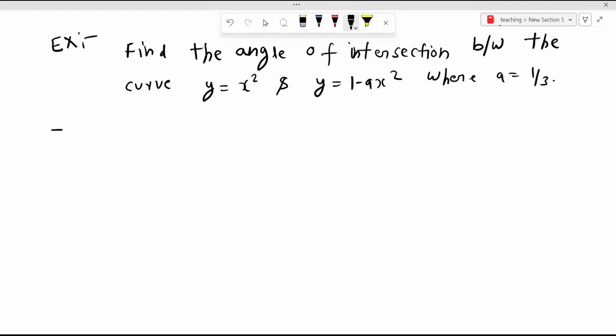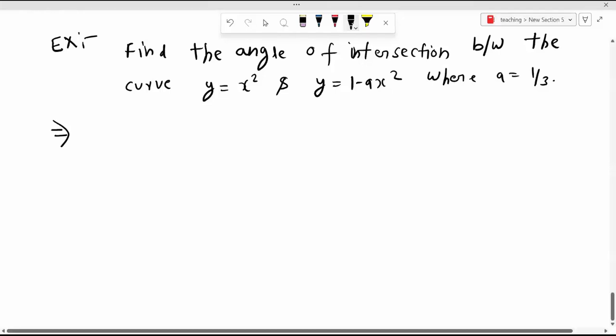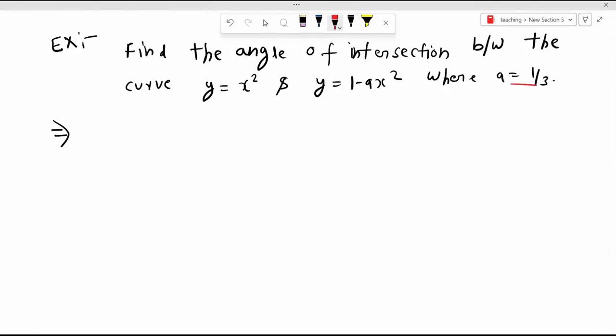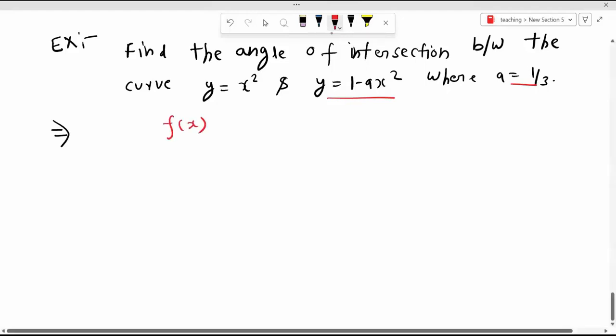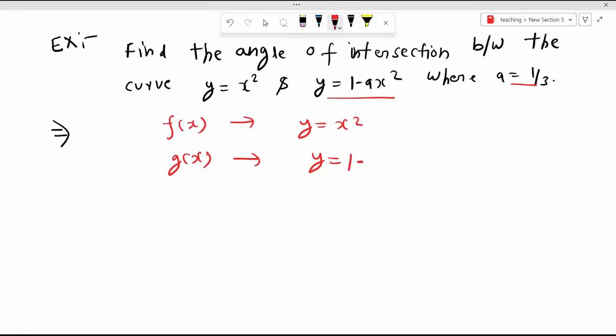Okay. So first we have to find the point where these two curves intersect. First we write the value a is equal to 1 by 3 in this. So our two curves are, let f(x): y is equal to x square, and g(x): y is equal to 1 minus a x square. When we put a is equal to 1 by 3, then we get 1 minus x square by 3.